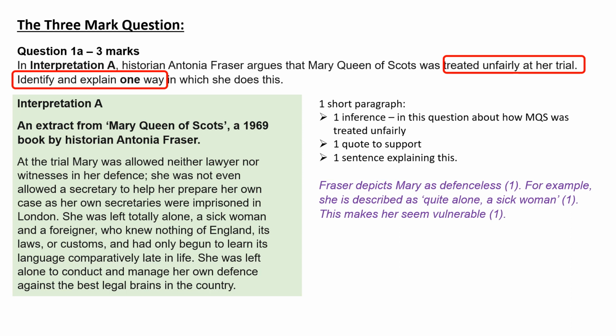So Fraser depicts Mary as defenceless. So nowhere in this interpretation does it use the word defenceless. That is an inference predominantly from this point here. Okay, she had to manage her own defence. Okay, so we've made an inference here that she was defenceless as a result of that. The response then goes on to say, for example, she's described as quite alone, a sick woman, and then the explanation, this makes her seem vulnerable.